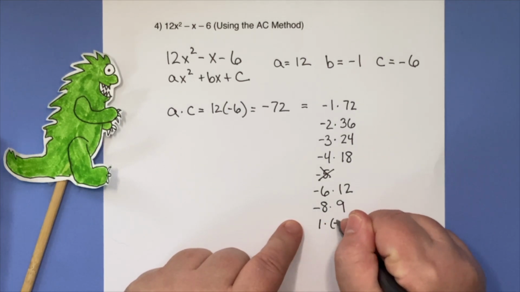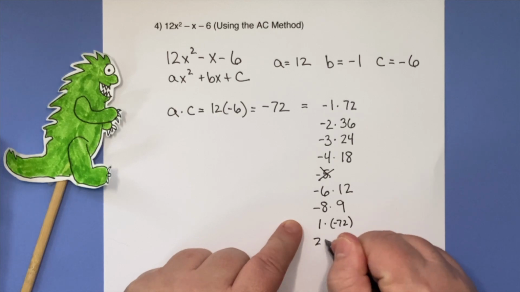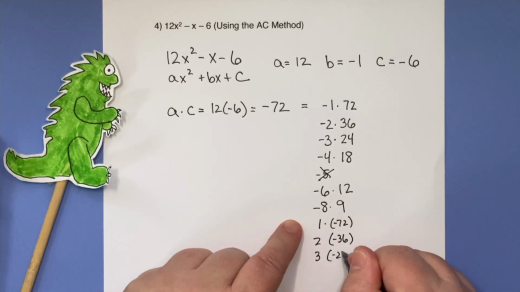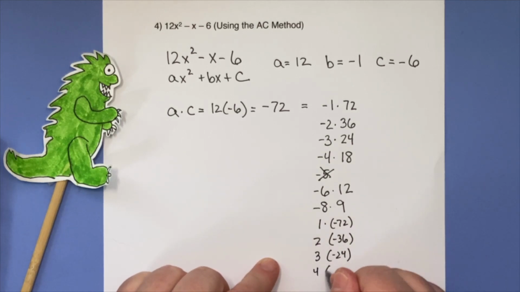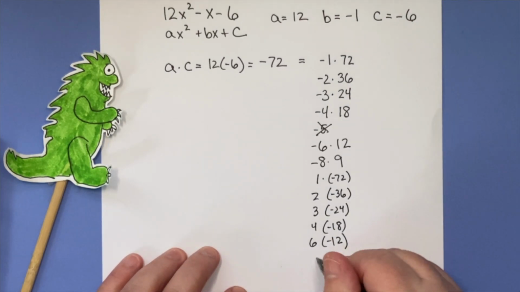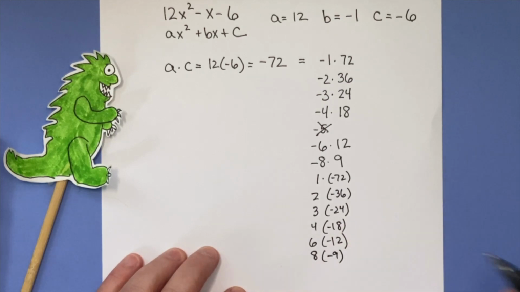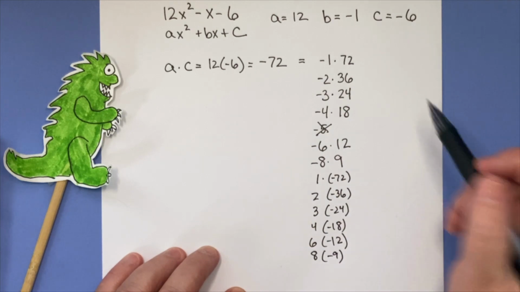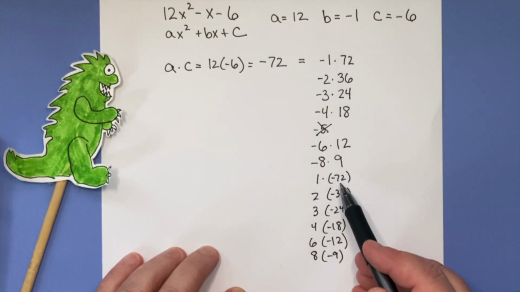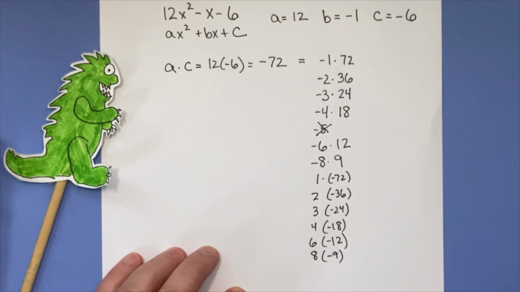So what do I mean? 1 times negative 72. 2 times negative 36. 3 times negative 24. 4 times negative 18. 6 times negative 12. I'm running out of space. And 8 times negative 9. And for the purposes of this method, if the first one is negative, that's going to be different from the second one being negative. So we include all of these possibilities.